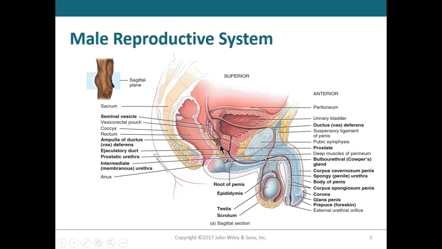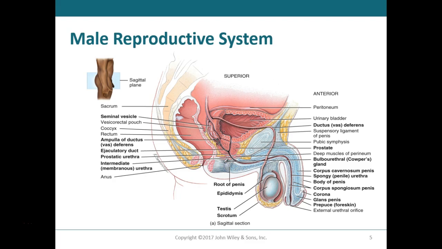The tube then merges and runs through the prostate gland, which is inferior to the bladder. So this part of the tubular structure now is called the ejaculatory duct. Here you can see the urethra coming from the bladder, running through the prostate gland and merging with the ejaculatory duct. And then the urethra continues through the root of the penis, down through the shaft of the penis, through the glans penis, what we commonly call the head of the penis, to the external urethral orifice where the ejaculation leaves the penis. So these are some of the major organs that we're going to talk about.